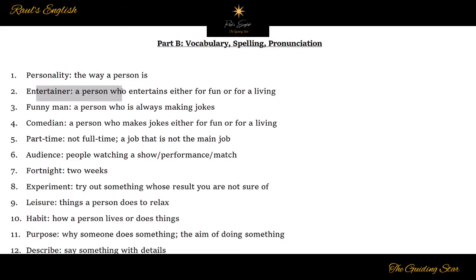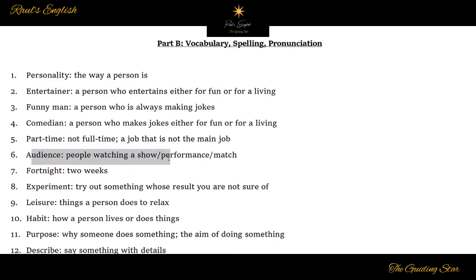So it's usually for a living. A person who entertains for a living is known as an entertainer. Funny man is a person who's always making jokes, cracking jokes, making people laugh. Again, comedian is a person who makes jokes either for fun or for a living, but usually it's for a living. Again, part time is not full time. A job that is not the main job but a side job is part time.